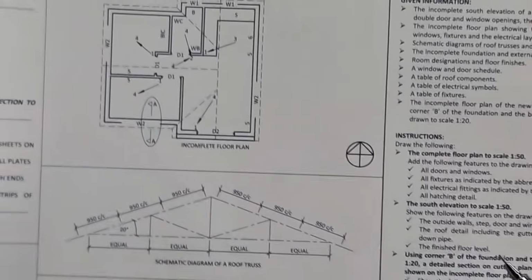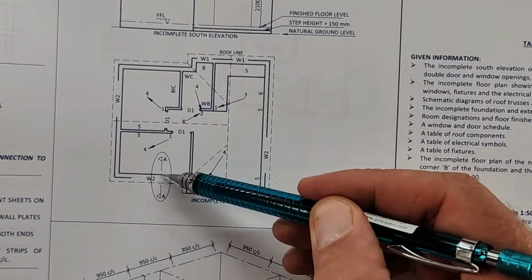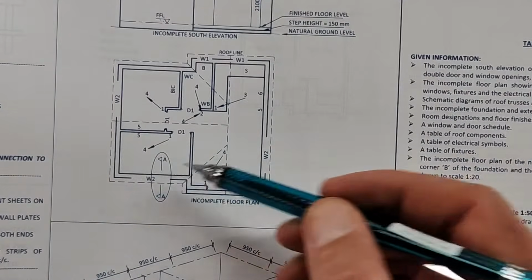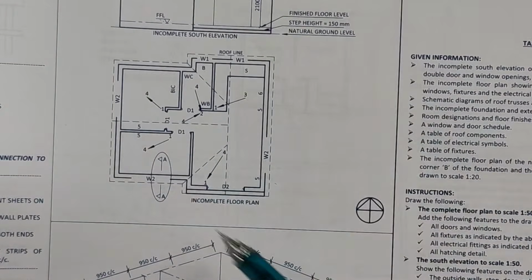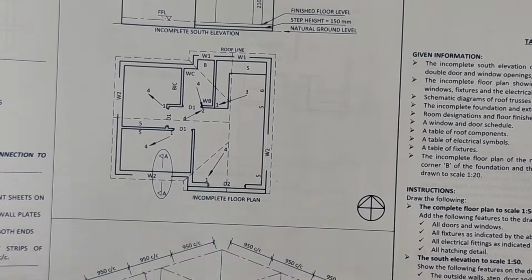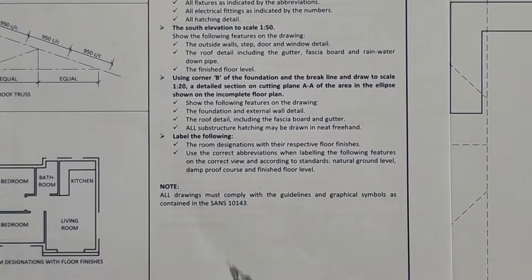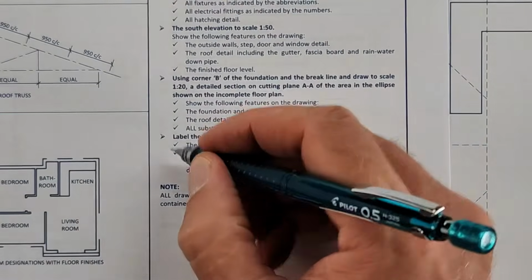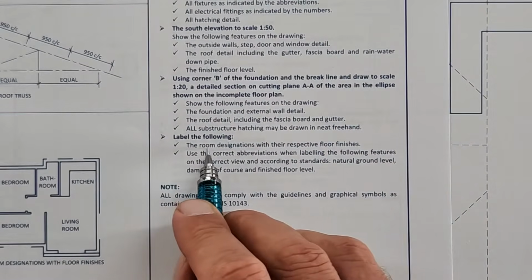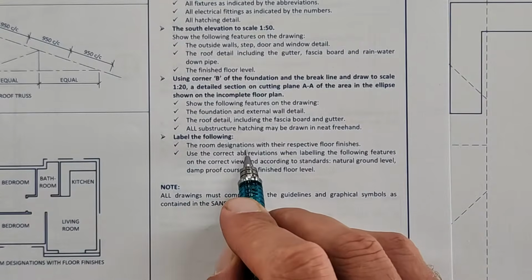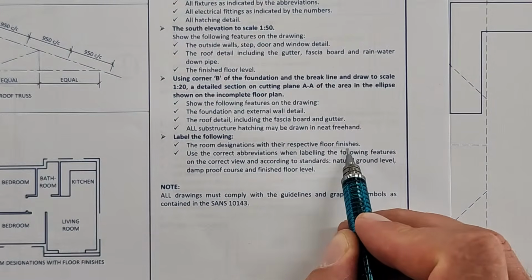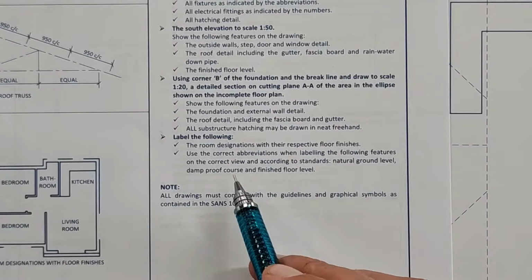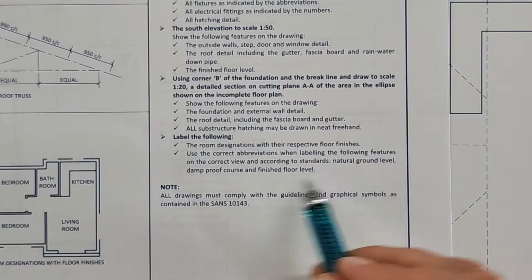Let's just have a look at cutting plane AA. Here it is. It cuts through a window there. And look, I'm going to look in the direction of the arrow. So when we get to this part, I'm going to show you 1 or 2 hacks when we get to the sectional elevations. That's the third drawing we'll do. And the last one, label the room. Learners forget this, but there are actual marks to be obtained here. Label the room designations, the floor finishes they want to know, correct abbreviations when labeling, natural ground level, all of that.